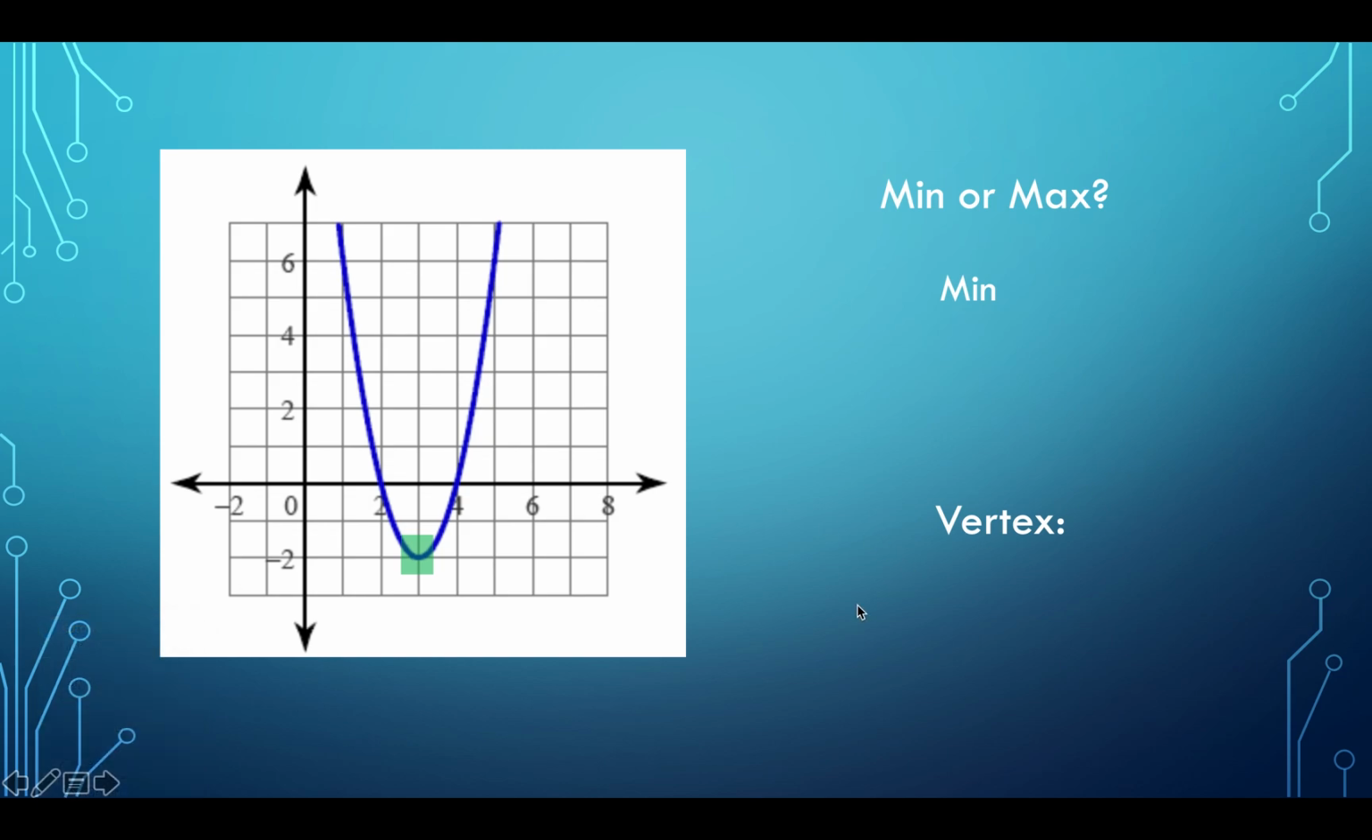To identify what our vertex is, remember it's always x comma y. So we got to figure out the coordinates of this point. So let's look. What is this x value over here? Let's see. 1, 2, 3. So our x value is 3 and our y value is -1, -2. So our vertex is 3, comma, -2.